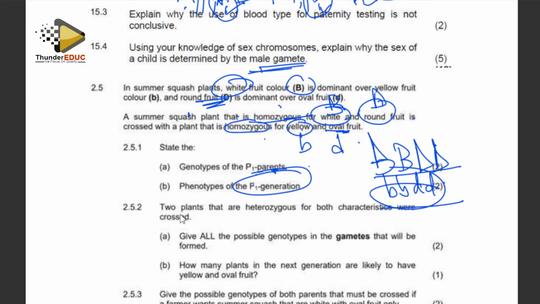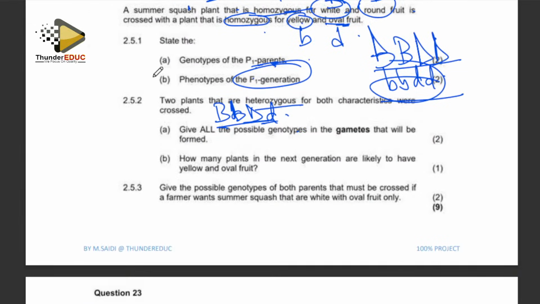Then we are saying that two plants were heterozygous for both characteristics. It means that they were capital B, small b, capital D, small d. But two of them, meaning that they crossed again the same thing. Show the possible genotypes of the gametes. They want to see the gametes. Okay, let's find out the gametes.